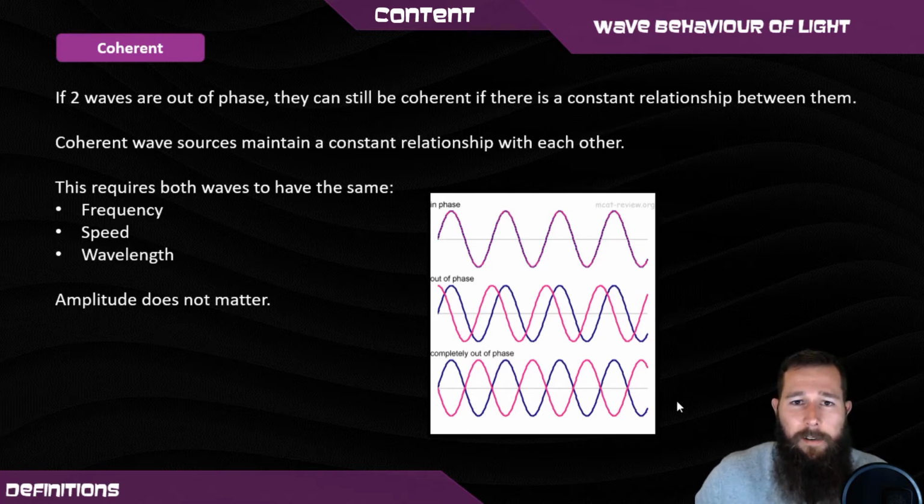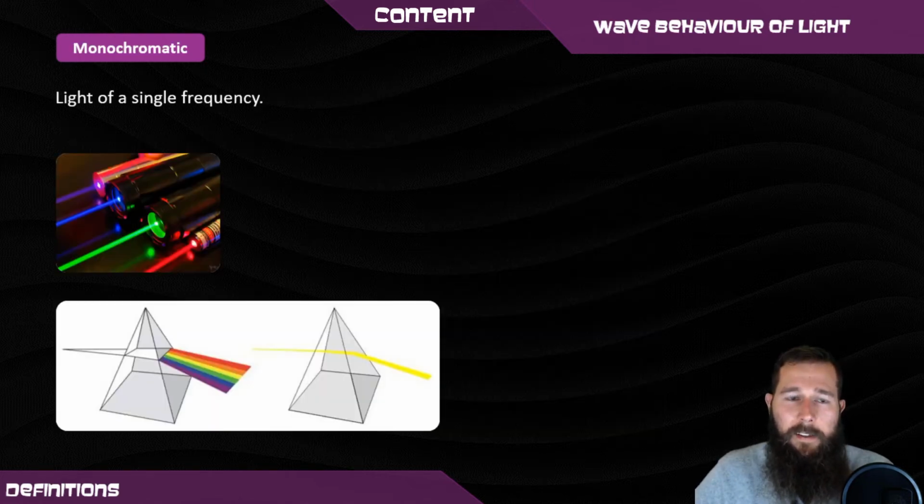Same with the final one. There's that relationship. It looks like it's 180 degrees out of phase, but the waves have the same frequency, same wavelength, and a constant phase relationship, so they are coherent. Alright, this one's an easy one. When light is of a single frequency, it's called monochromatic. Mono meaning one, chromatic representing the color.